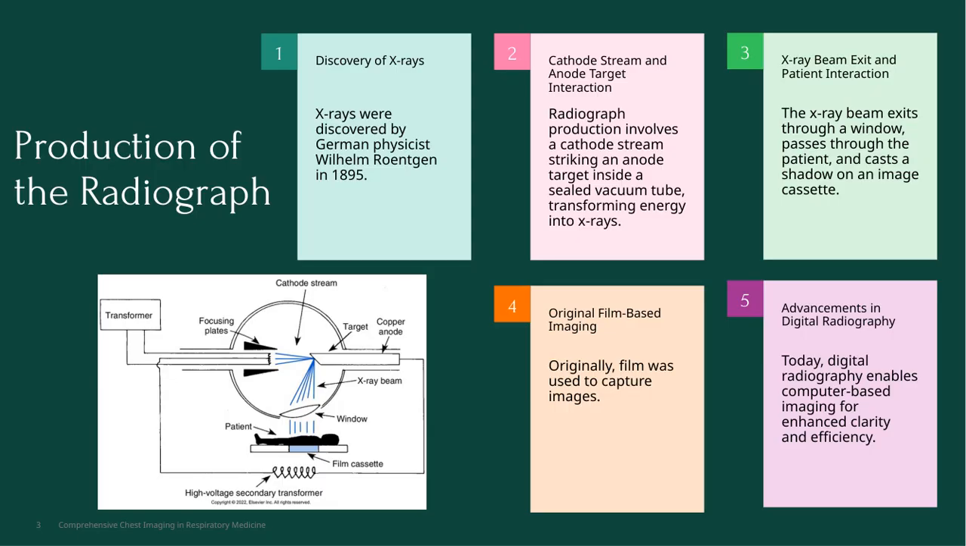Let's take a closer look at how a radiograph is produced. It all begins with the discovery of X-rays by Wilhelm Röntgen back in 1895, a groundbreaking moment that revolutionized medical imaging. The actual production of the radiograph involves a process where a cathode stream interacts with an anode target inside a sealed vacuum tube. When the electrons from the cathode hit the anode, energy is transformed into X-rays. These X-rays then exit the tube through a window, pass through the patient's body, and cast a shadow onto an image cassette. This shadow contains the information we need to visualize the internal structures.